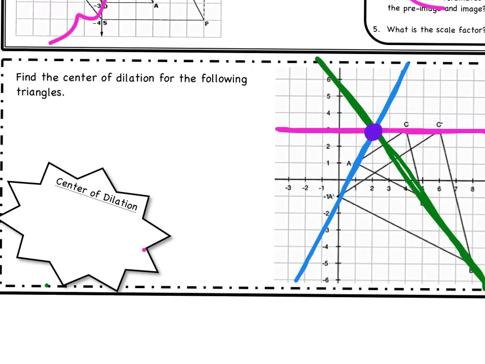Now, the last thing that we need to do is find the coordinates of that point. That point right there is at positive 2, positive 1, 2, 3. So the coordinates of that point are 2, 3.